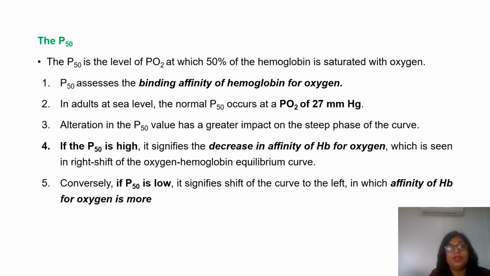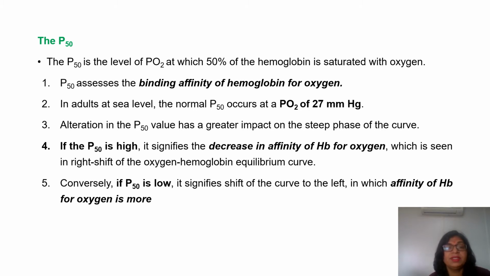Now what is P50? It is the level of PO2 at which 50% of hemoglobin is saturated with oxygen. P50 assesses the binding affinity of hemoglobin for oxygen. In adults at sea level, normal P50 occurs at a PO2 of 27 mmHg. Alteration in the P50 value has a greater impact on the steep phase of the curve.